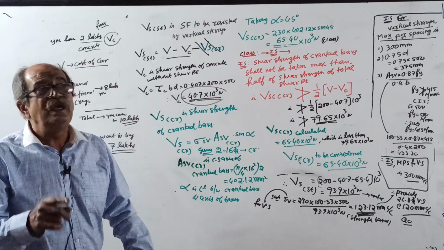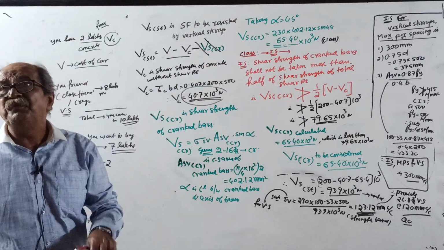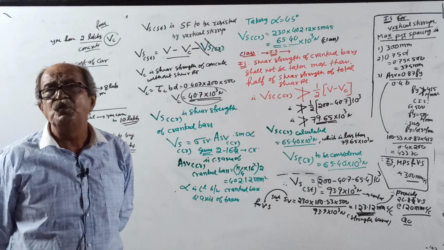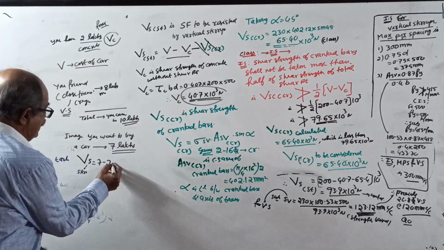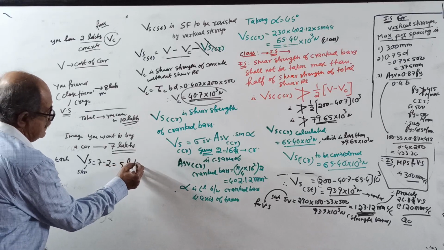Very important. Why? Stirrup is always there. The IS code wants to give more weightage to stirrup. So, you want to buy what? You want to buy 5 lakhs.